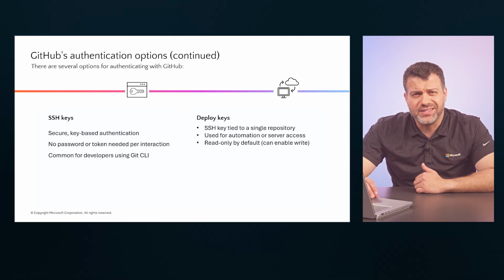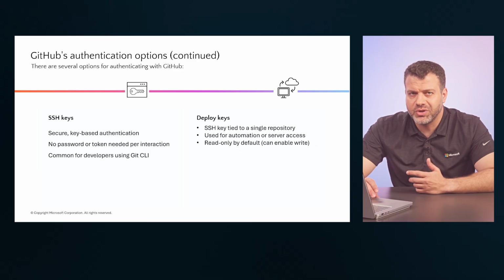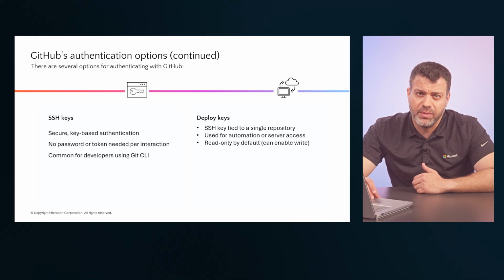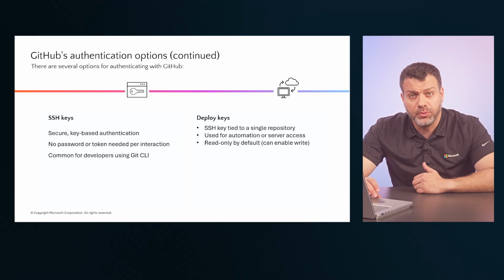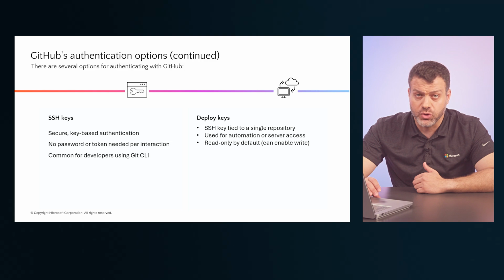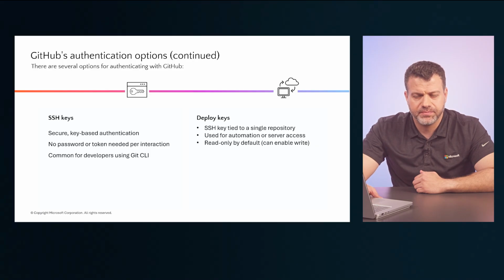We have deploy keys. They're a bit different. They're designed for automation scenarios, and they're tied to a single repository, not to a user. For example, if I have a CI/CD pipeline pulling code from a repo, or a deployment server accessing a repo. By default, the deploy keys are read-only, which is safer, but you can enable write access if needed. So use SSH keys for developer access and use deploy keys for automation and systems.